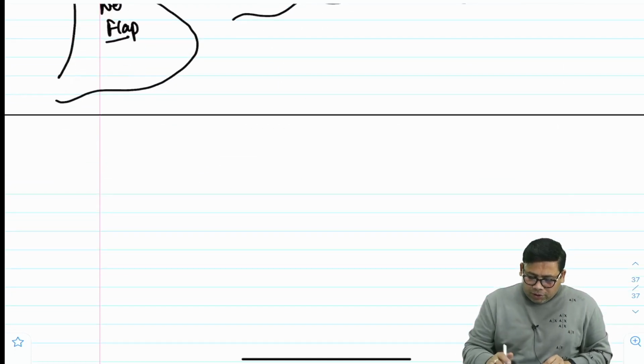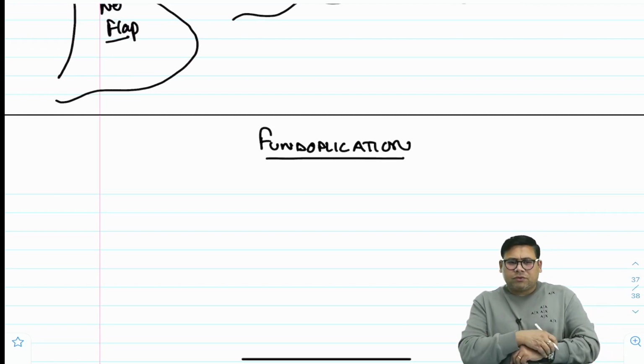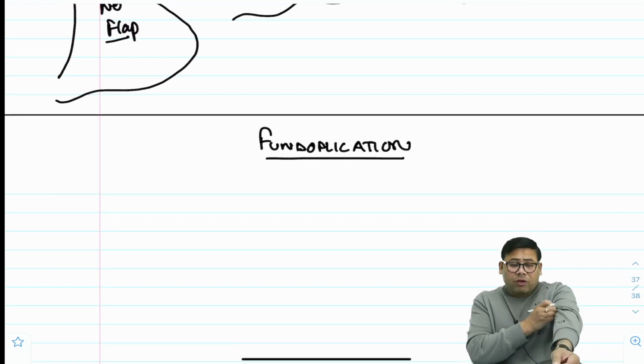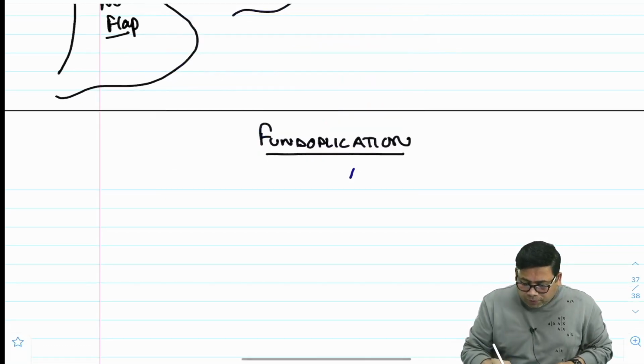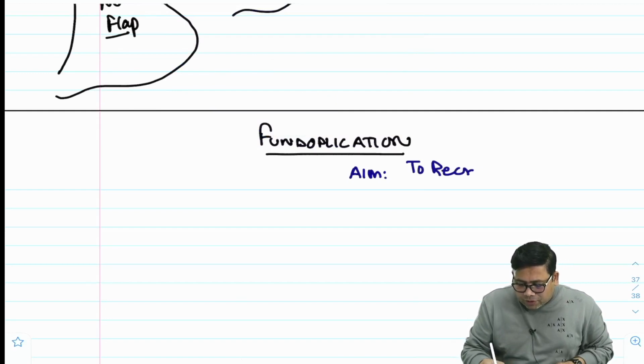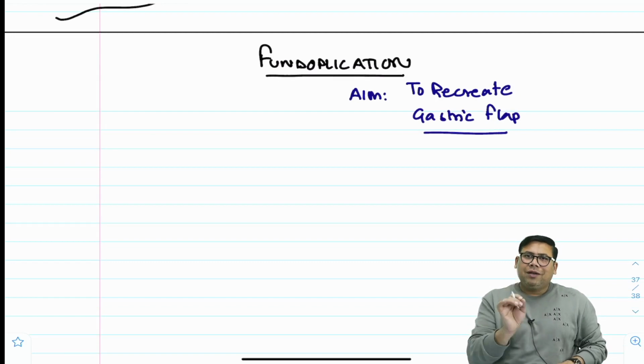So when we talk about fundoplication, most of you don't even know. You people mug up that there is a surgery which is known as fundoplication. In my classes I have also shown a lot of robotic fundoplication. I do a robotic fundoplication, very easy surgery. What is the aim of fundoplication? The aim of fundoplication is to recreate the gastric flap, and this is very important, to recreate the gastric flap.